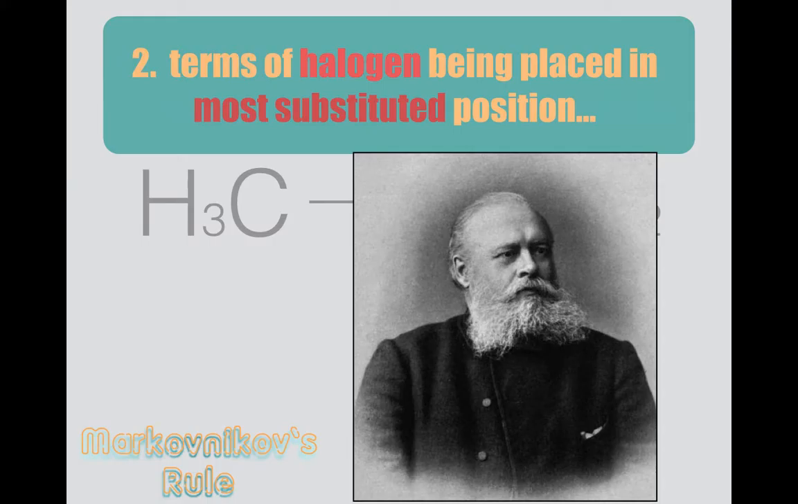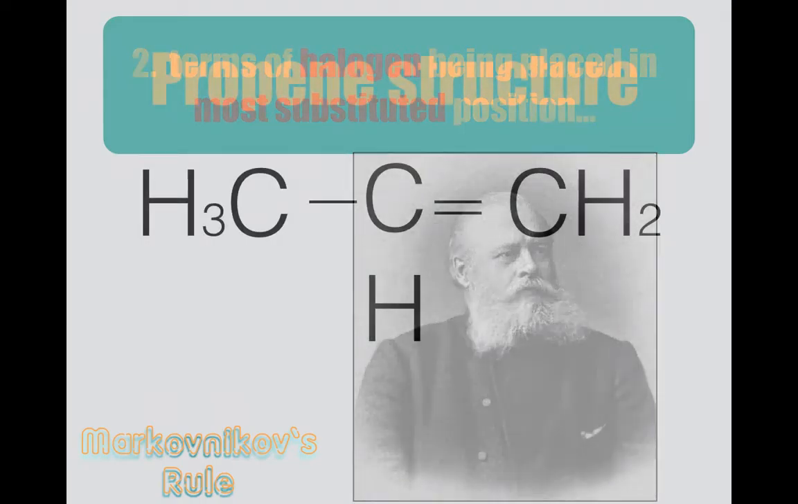Secondly, we're going to be looking at it in terms of the halogen itself, which is the chlorine for us. So in terms of the halogen being placed in the most substituted position. So we're looking at which particular carbon the halogen prefers to bond itself with. Okay, so let's take a look at an example.